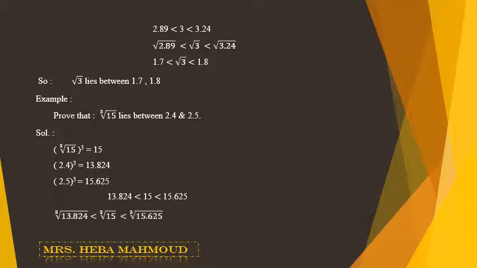15.625, if we take the cube root of all of these numbers, we can deduce that the cube root of 15 is bigger than the cube root of 13.824 and smaller than the cube root of 15.625. So the cube root of 15 is bigger than 2.4 and smaller than 2.5. So the cube root of 15 lies between 2.4 and 2.5.